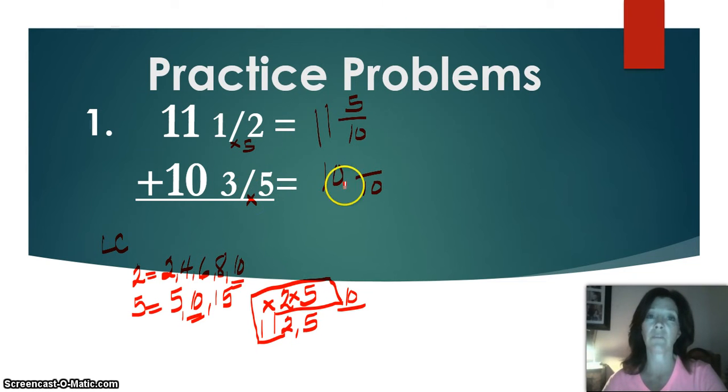What did it take to make 5 equal 10? 1, 2. 5 times 2. If you do it to the bottom, you have to do it to the top. 3 times 2 is 6.